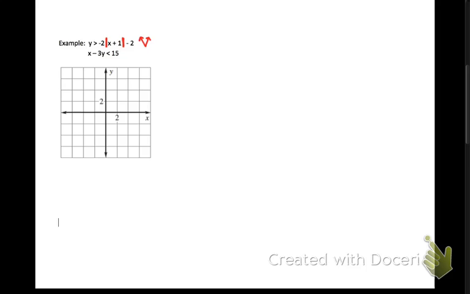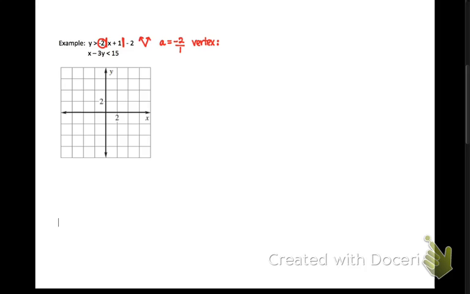We need to know the stretch factor, which is A, and we need to know the vertex, which comes from H and K. On this one, our A value, remember that's what's in front of the absolute value bars, so our A value is -2. And we want to treat that like a slope. So if it doesn't have a denominator, we put it over 1.